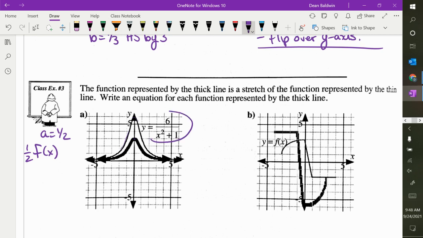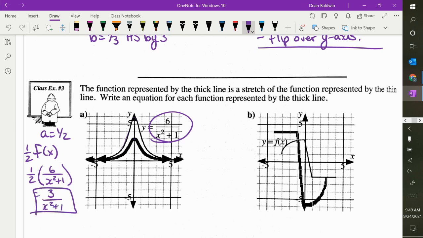You know what the function is. It's this. So you just multiply that whole function by a half. Can anybody simplify that for me? Okay, what does that give you? You could dump the 2 into the bottom. I would not recommend that. I would just divide the 6 and the 2 to get, so it's 3 over x squared plus 1.